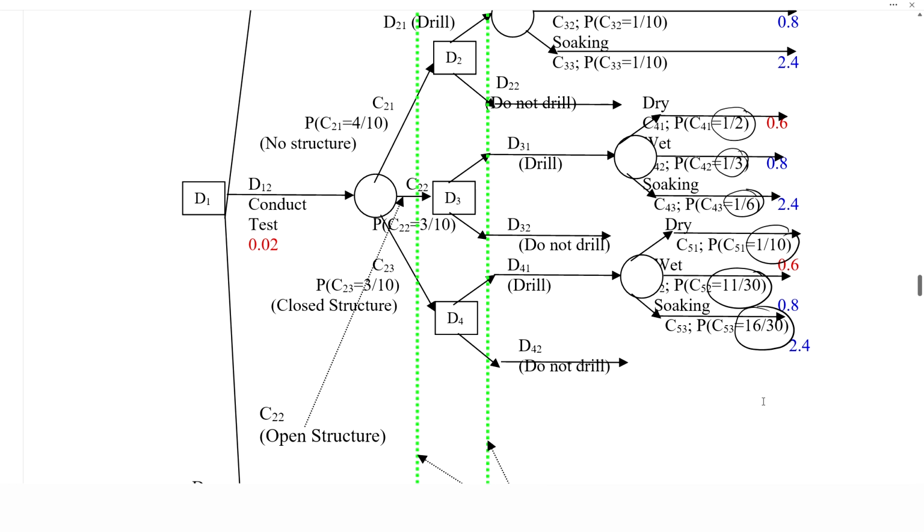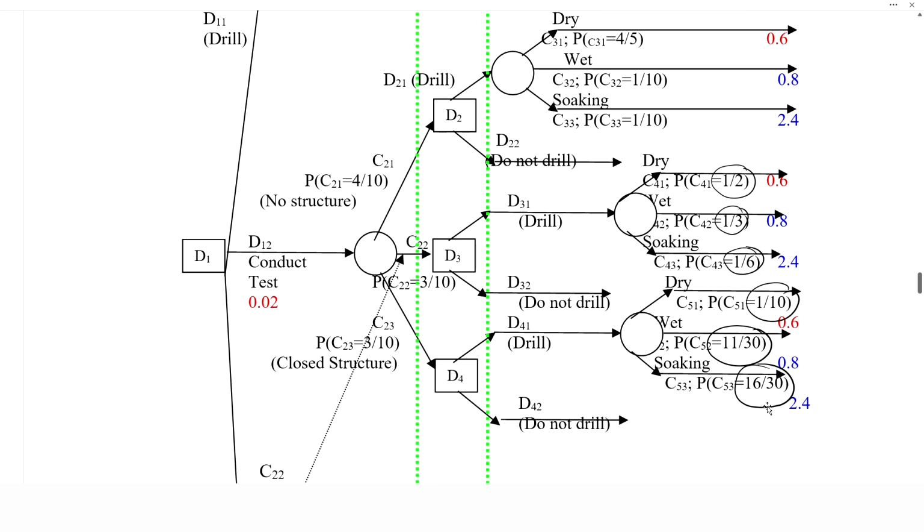Now, I need to do the calculations from the right to the left, and here is where we will again try to find out. For the first case, for this arm, we will multiply the probabilities with the net present value. So, probability of 4 by 5 into 0.6, and remember, 0.6 will be negative because it is a negative value, plus 1 by 10 into 0.8, 0.8 is positive, plus 1 by 10 into 2.4, 2.4 is positive. So, based on this value you compare with D22, which is 0.